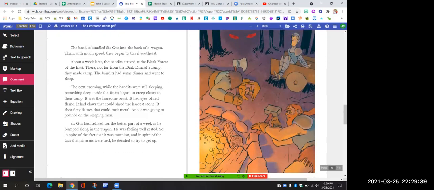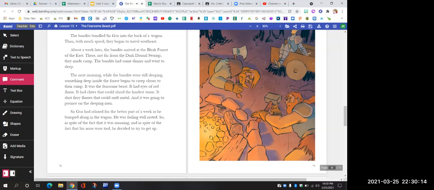It had eyes of red flame. It had claws that could shred the hardest stone. It shot fiery flames that could melt metal, and it was going to pounce on the sleeping men. Sir Gus had relaxed for the better part of a week as he bumped along in the wagon. He was feeling well rested. So, in spite of the fact that it was morning, and in spite of the fact that his arms were tied, he decided to try to get up.